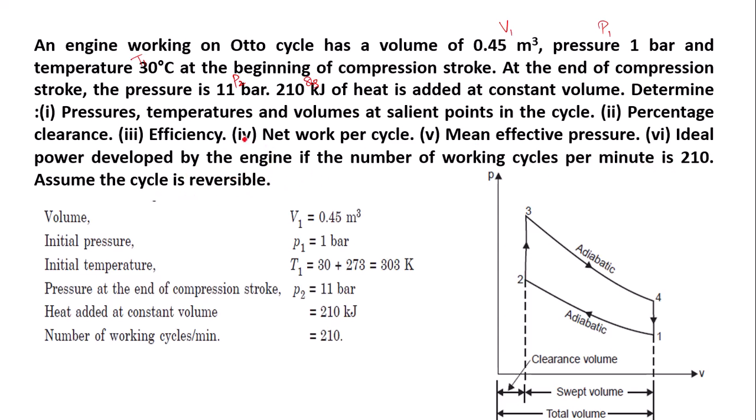Since the working fluid is not mentioned here, it is taken for granted that air is going to be used, and for air gamma is 1.4. Firstly, we need the values of all the parameters at salient points, which are point 1, point 2, point 3 and point 4. So here we need to know all the values of pressure, volume and temperature. For that we are going to make use of the processes from thermodynamics.